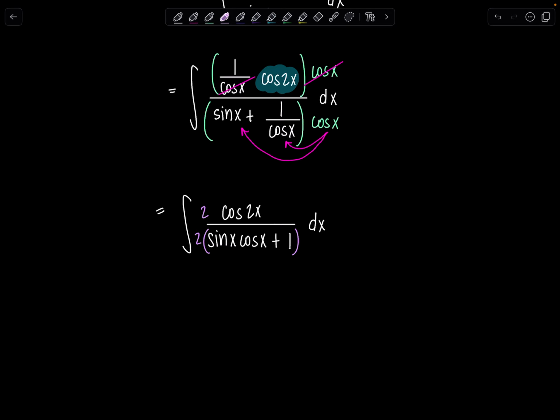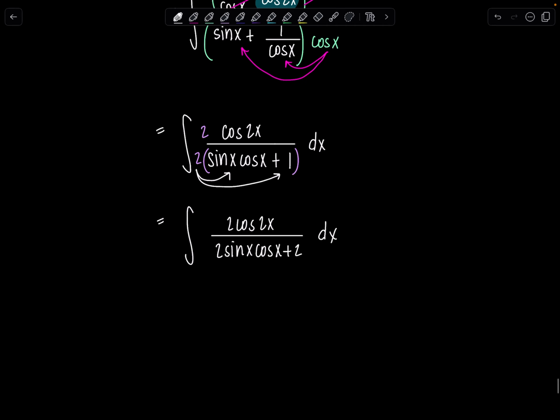You can't just go willy-nilly multiplying by 2's. We can multiply by 1, though, anytime we want. So then now I have 2 cosine 2x over, yes, it distributes, okay, 2 sine x cosine x plus 2 dx. And I'm almost ready for that u sub. Let's just rewrite the denominator now so it's glaringly obvious. So 2 cosine 2x over sine 2x plus 2 dx.